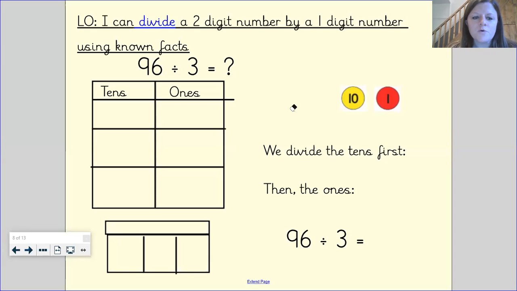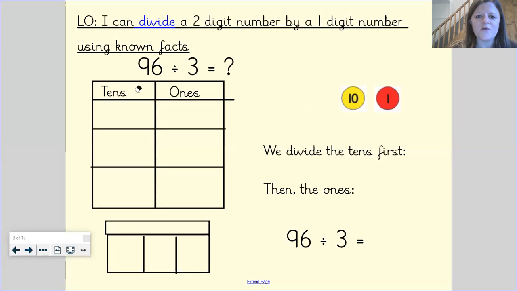I would like you to pause the video and have a go on your piece of paper or in your workbook, as we would if we were in class using whiteboards. So 96 divided by 3. What are the known facts? How can you share it out? Pause the video and have a go yourself first.